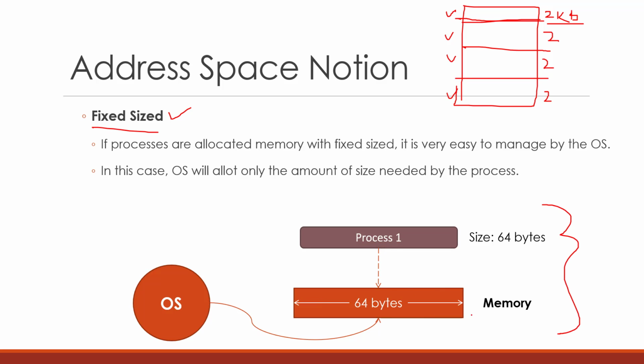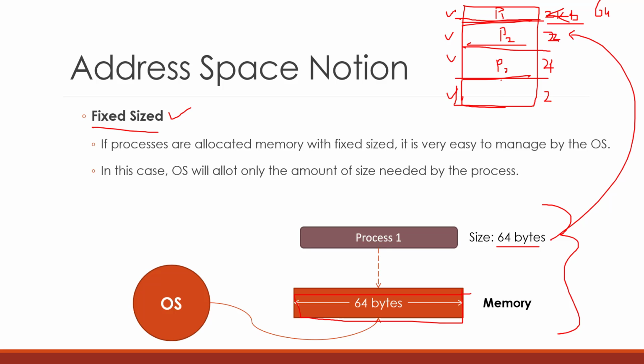So if I divide my memory into 64 bytes, my whole memory will have portions like this of 64 bytes. So if a process P1 comes which has 64 bytes, I can place it over here, no problem, assuming that this is not 2 KB anymore, this is 64 bytes, each space is 64 bytes. So if this is process 1, this is process 2, this is process 3, and this is process 4.